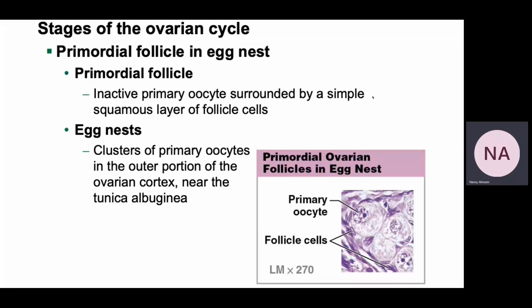The primordial follicles are in what are known as an egg nest. It's inactive, and it's going to be surrounded by a simple squamous layer of follicle cells. Those egg nests are just clusters of primary oocytes in the cortex.